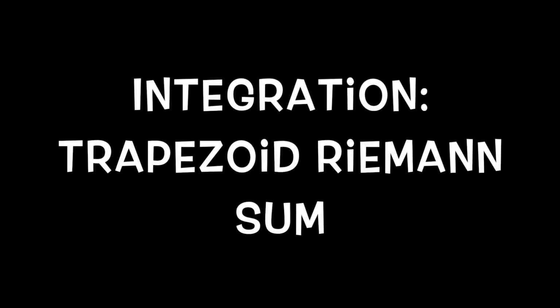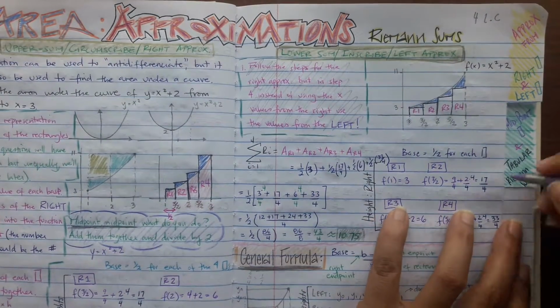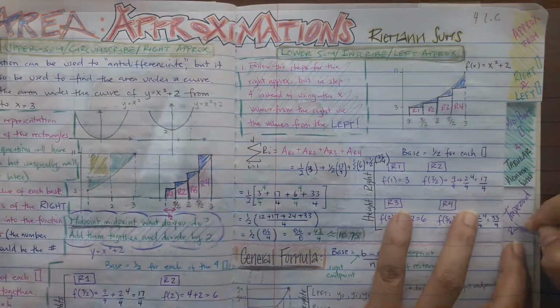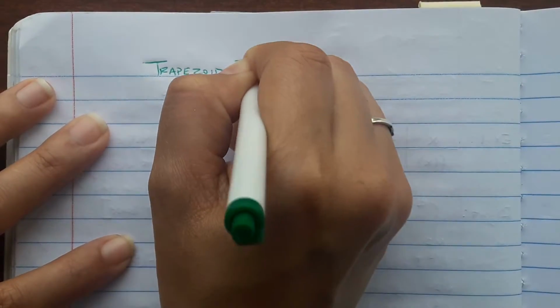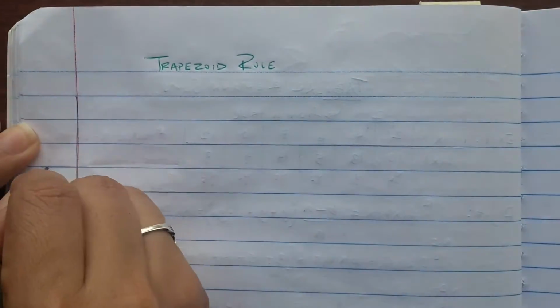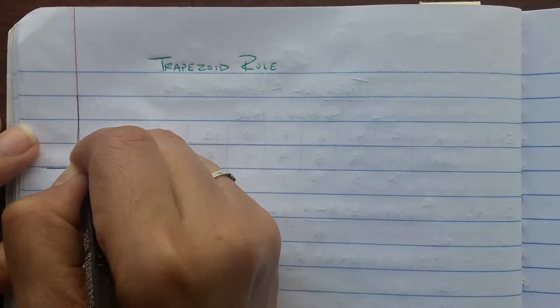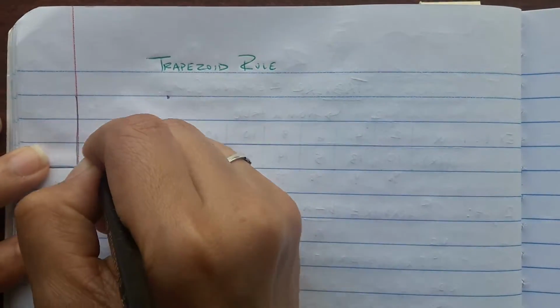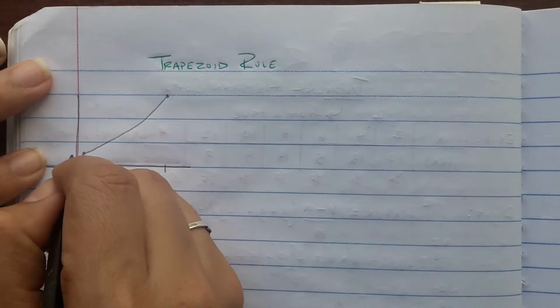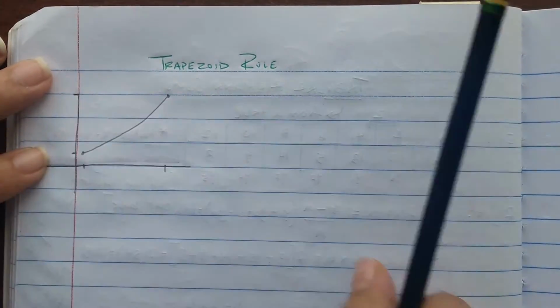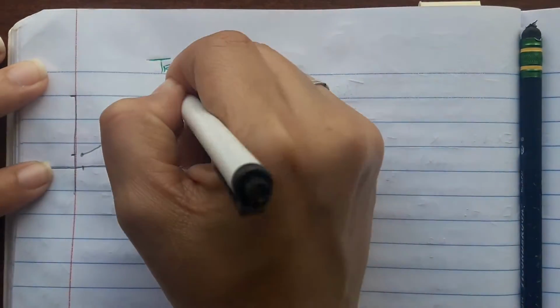We're going to take a look at Riemann sums with trapezoids. Okay, so trapezoid Riemann sums. Right, so again, we're still looking at the exact same example, the x squared plus 2 function. So I'm just going to draw it again real quick. By this time, you already know what it looks like.